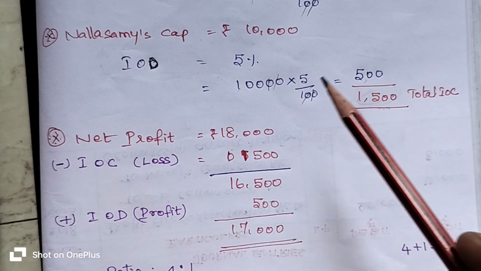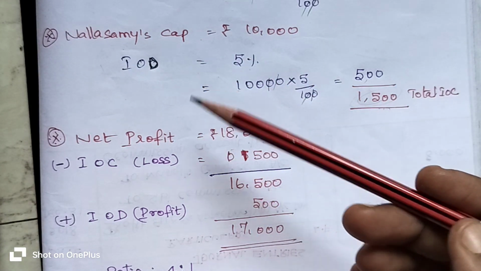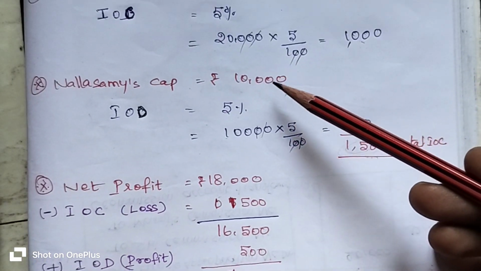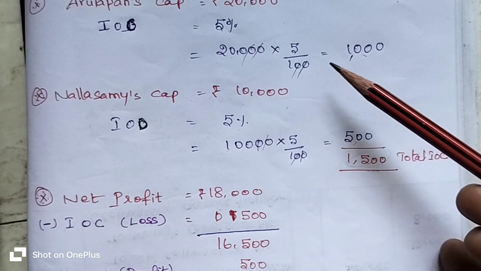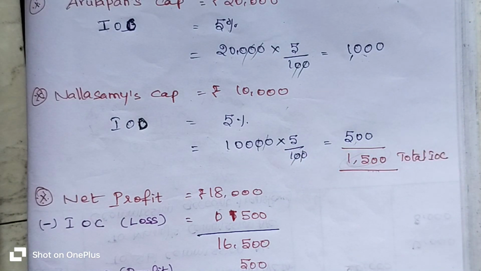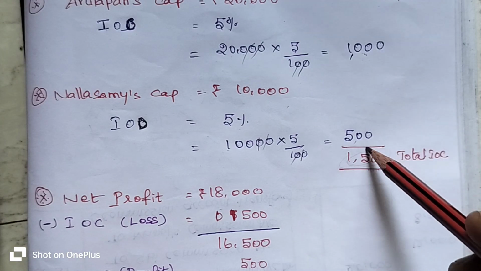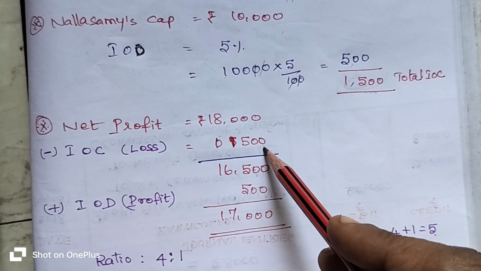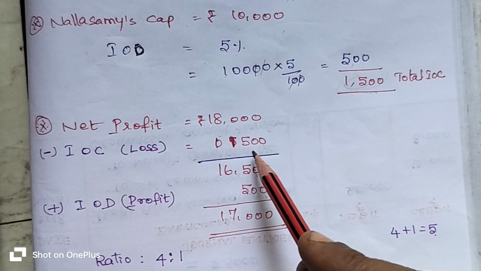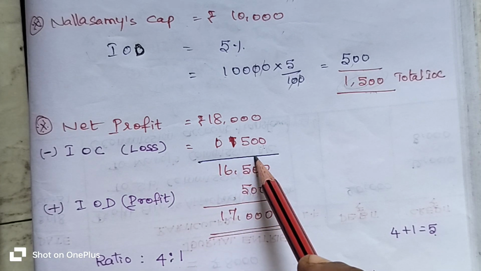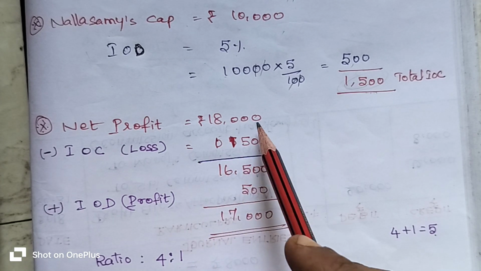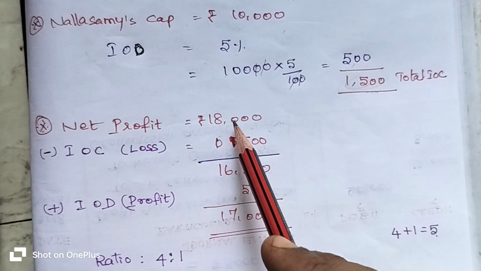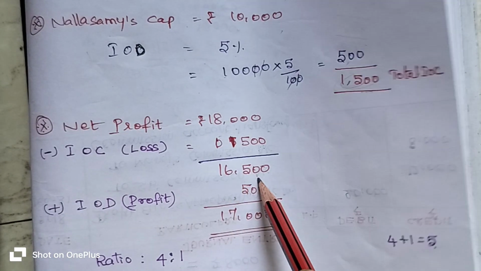Listen, from the business point of view, the interest on capital, 1,500 rupees, is a loss. Why? Because Arlappan and Nallaswamy contributed capital of 20,000 and 10,000 respectively. So for providing capital, they take interest from the business, 1,000 rupees and 500 rupees respectively. So 1,500 rupees, according to the business, is a loss. Interest on capital is a loss for the business. So we have to subtract this interest on capital from the net profit. 1,500 subtracted from 18,000, you will get 16,500 rupees.